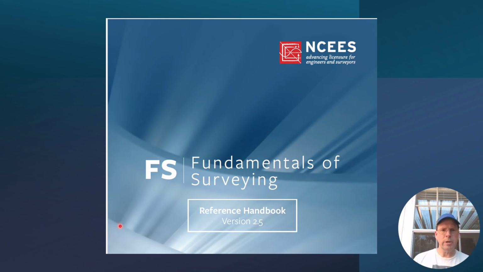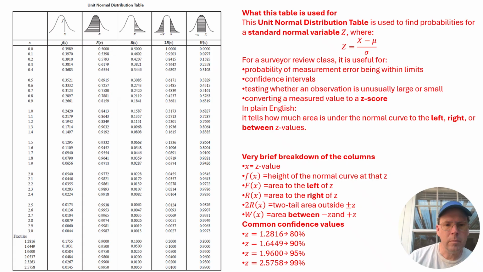And let's go ahead and look at the next set of equations that we have in our booklet now. So what you get now is these unit normal distribution tables that come up. I'm just going to read what this table is used for. This is the unit normal distribution table. It's used to find probabilities.